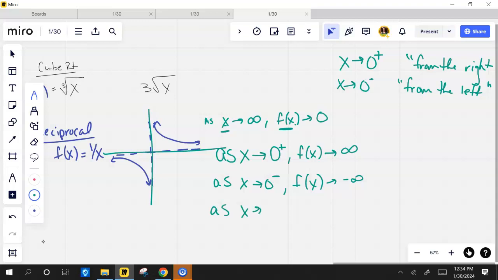All right, as x goes to negative infinity, so as I look as far left as I can, it's approaching 0. No, because that one's not. You only do from the left and right whenever you're talking about the y.